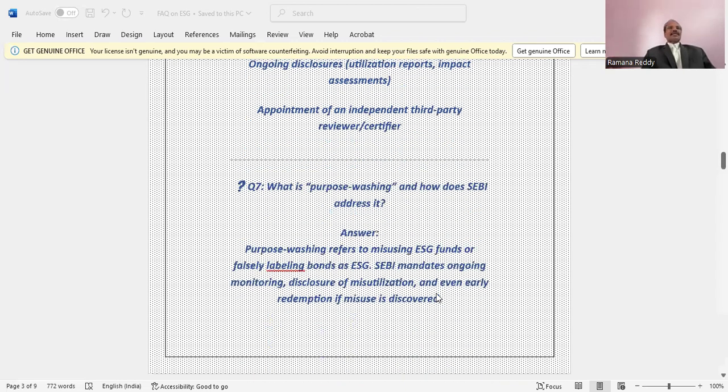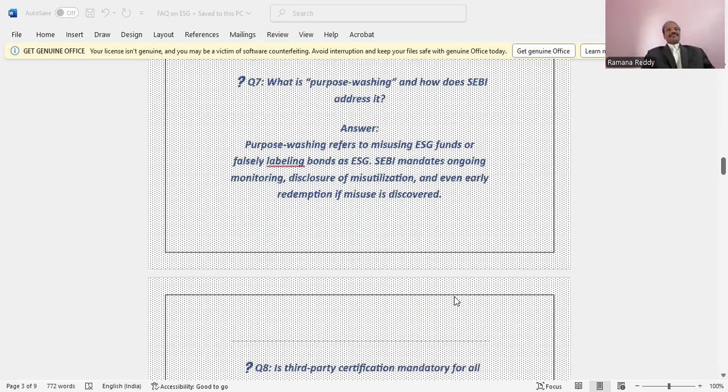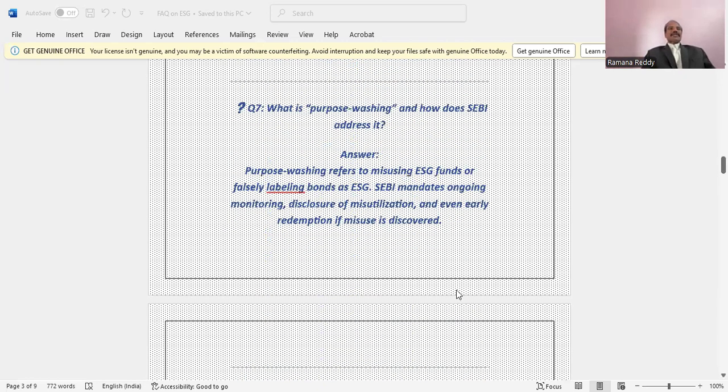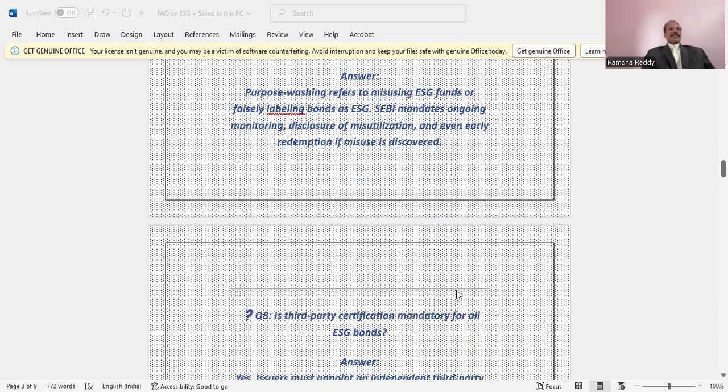What is purpose washing and how does SEBI address it? Purpose washing refers to misusing ESG funds or falsely labeling bonds as ESG. SEBI mandates ongoing monitoring, disclosure of utilization and misutilization, and even early redemption if misuse is discovered. This is how SEBI addresses it.